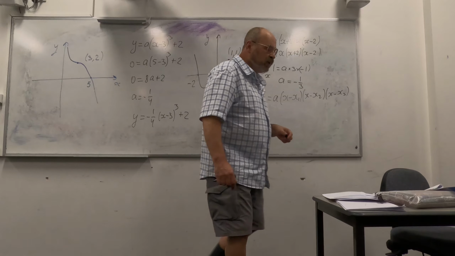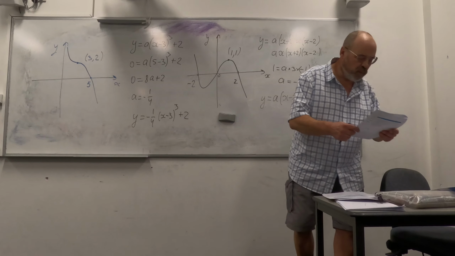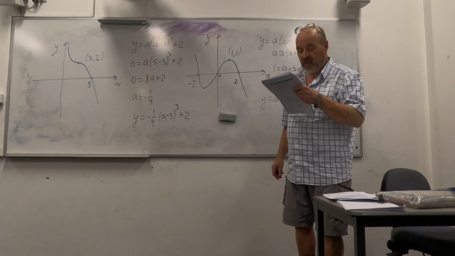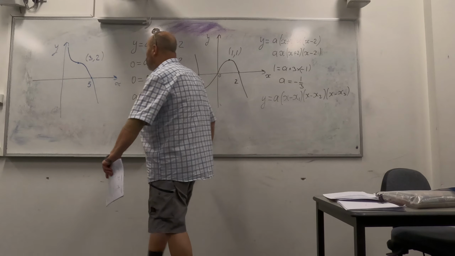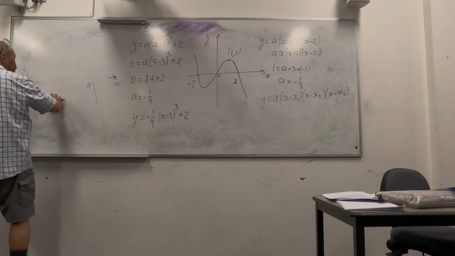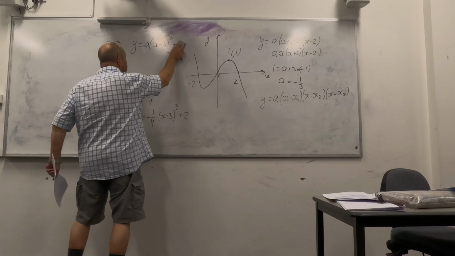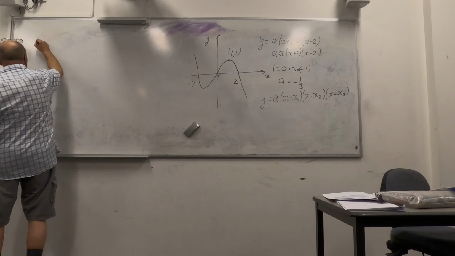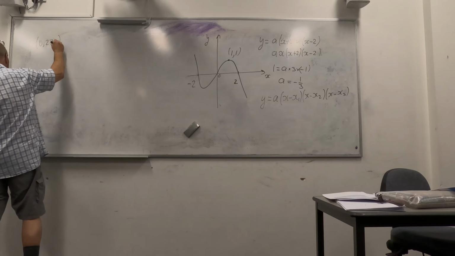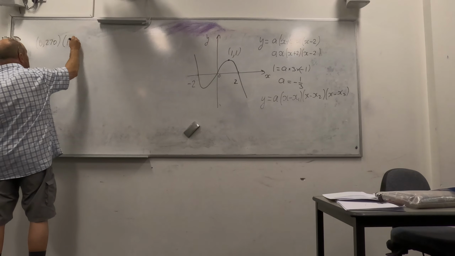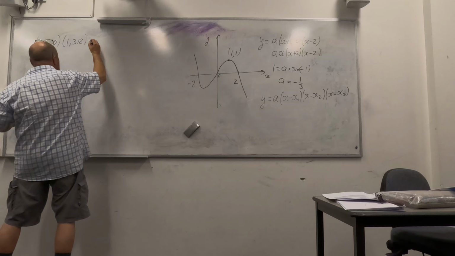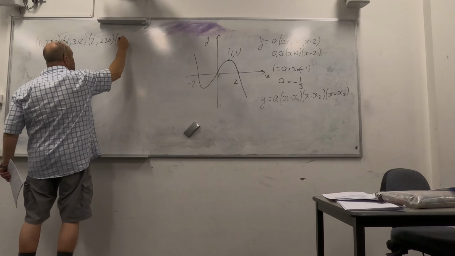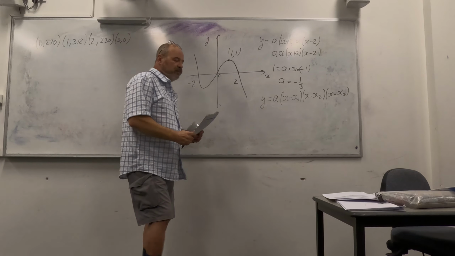And one more example. If we have just 4 points, we don't have a shape, we don't have a formula, we just have 4 points: 0, 270; 1, 312; 2, 230; and 3, 0.